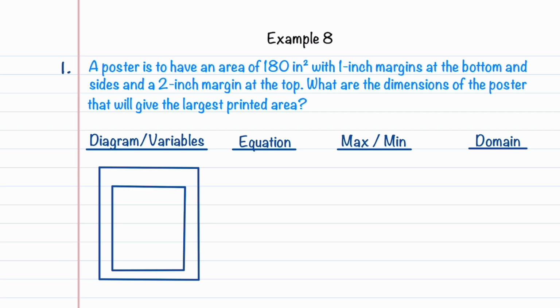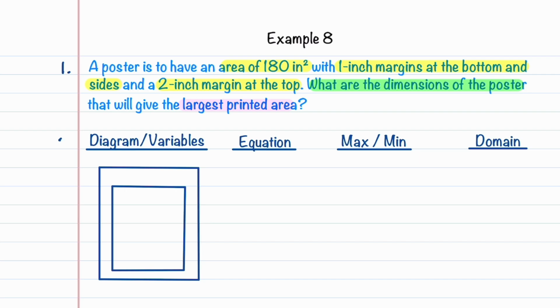We are told that a poster is to have an area of 180 inches squared with 1-inch margins at the bottom and sides and a 2-inch margin at the top. I went ahead and drew a picture of this just so that you can see what that looks like. We're asked, what are the dimensions of the poster that will give the largest printed area?